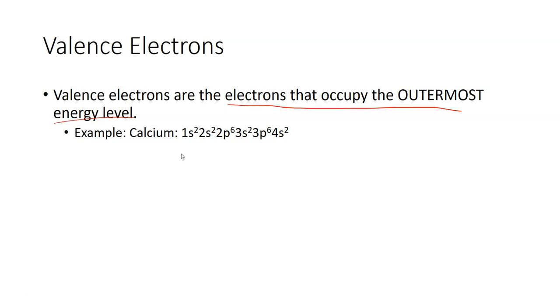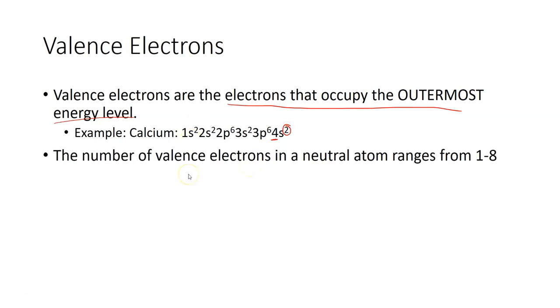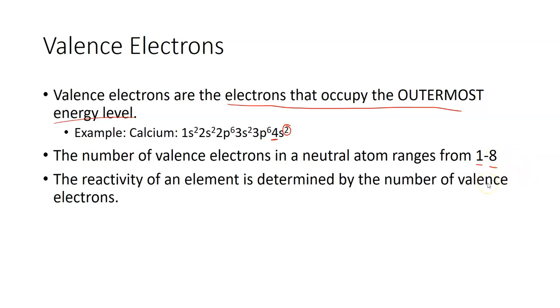In the case of calcium, right here, if we don't have a diagram, notice that energy level 4 is the last energy level. So we would just be talking about those 2 electrons right there in the outermost energy level. Now, the number of valence electrons an atom will have ranges from 1 valence electron up to 8. So we're never going to have less than 1 in a neutral atom. We'll never have more than 8 in a neutral atom.